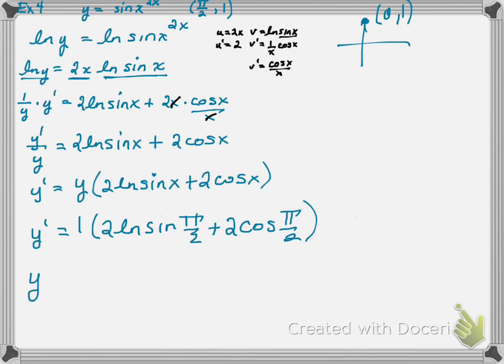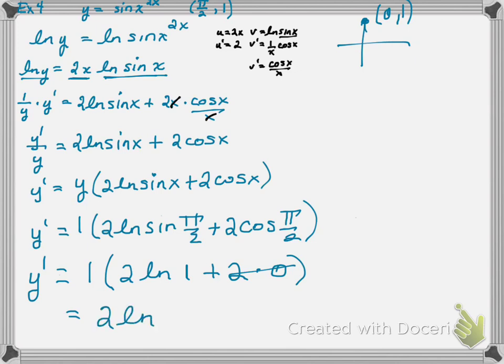So right now I have y prime, which is my slope, being 1 times 2 ln. We said that the sine of pi over 2 was the y value, which is a 1. So that's ln of 1 plus 2 times the cosine of pi over 2. Cosine's x, and x at that point is a 0. So now basically this disappears, and I'm left with 1 times 2 ln 1. So I have a slope of 2 ln of 1.